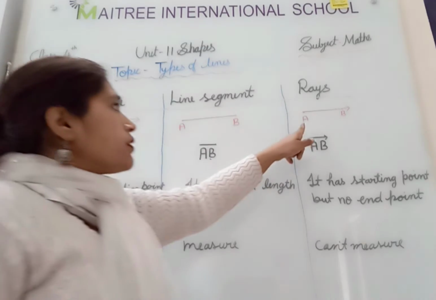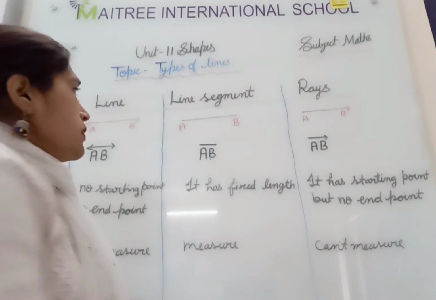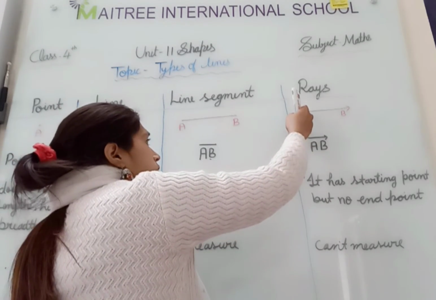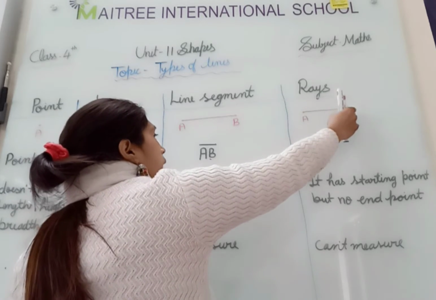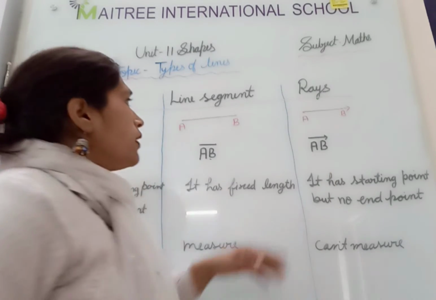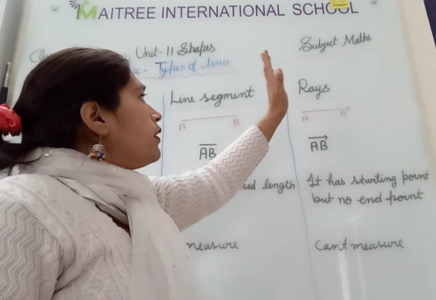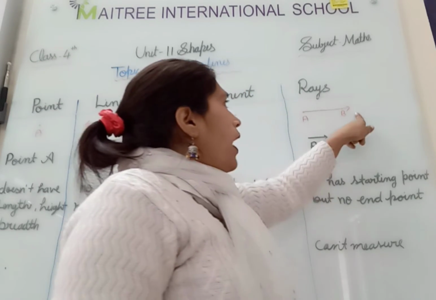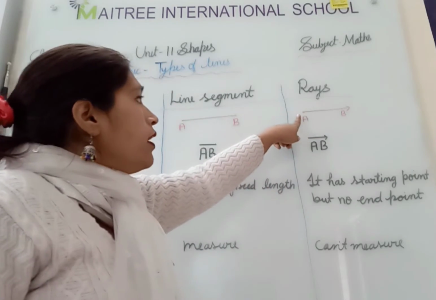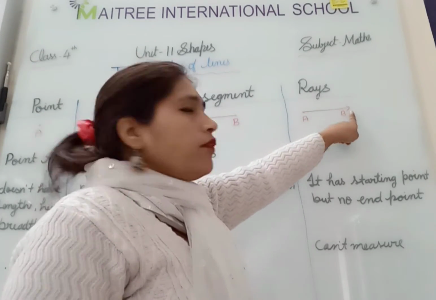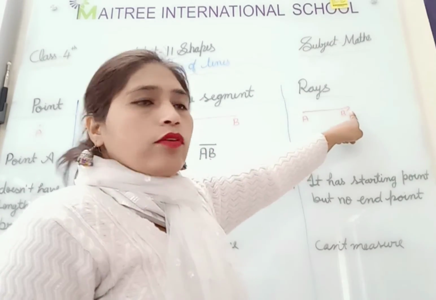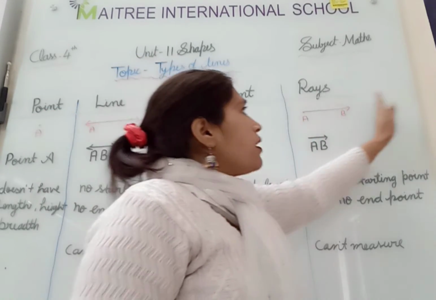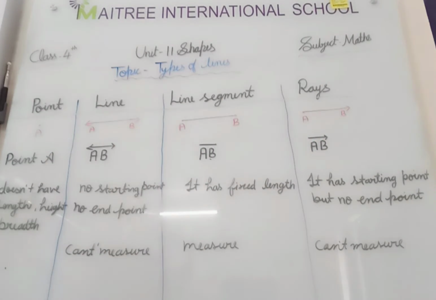Now the rays. Rays means it has a fixed starting point but it doesn't have any end point. It has a fixed starting point, the ray will start from here only, but it doesn't have any end point. So on one side there is a dot and on the other side we put an arrow. The arrow shows that we can extend it up to any point.